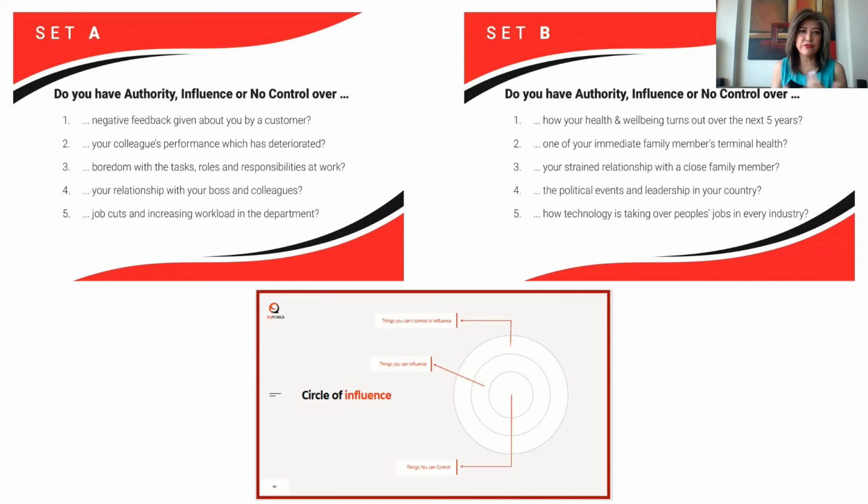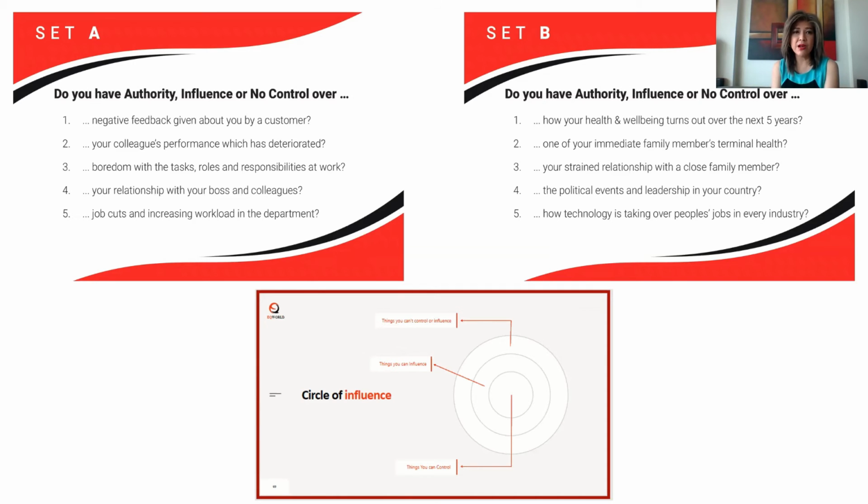Now, what you then do is you read out one of the statements. For example, we start with statement 1 on set A. Do you have authority, influence, or no control? Similar words. Do you have control, influence, or no control? And then ask the participants, based on this negative feedback given to you by a customer, if you feel you have control over it, stand in one section. If you feel you can influence it, stand in one section. If you feel you have no control over it, stand in another section.